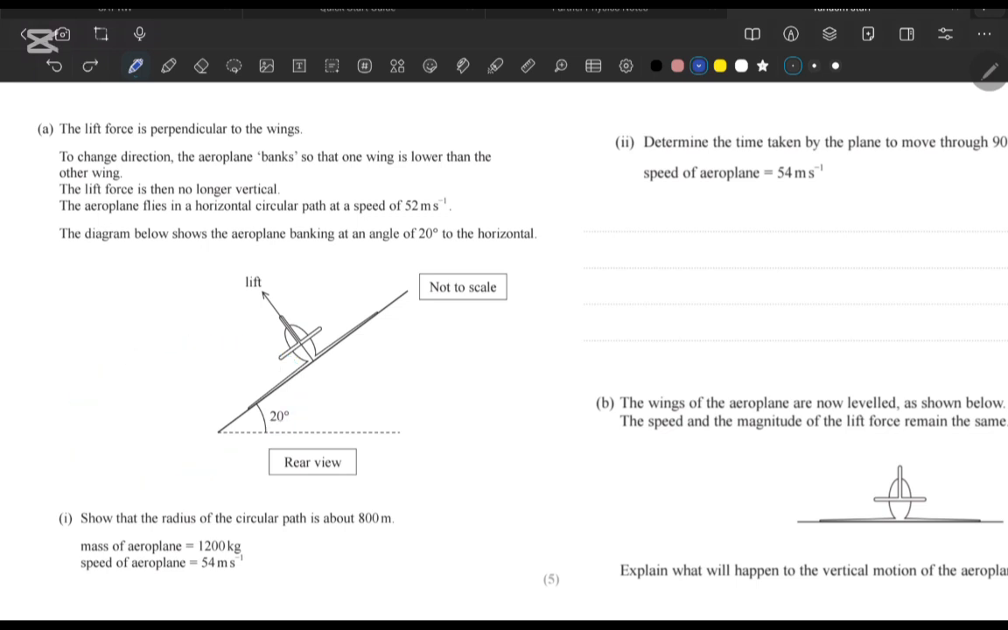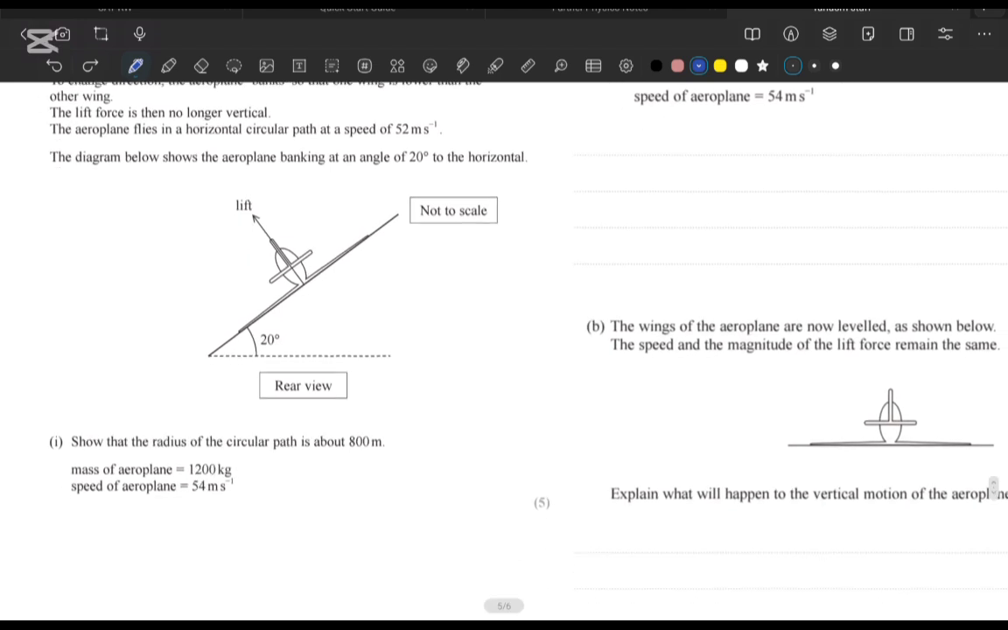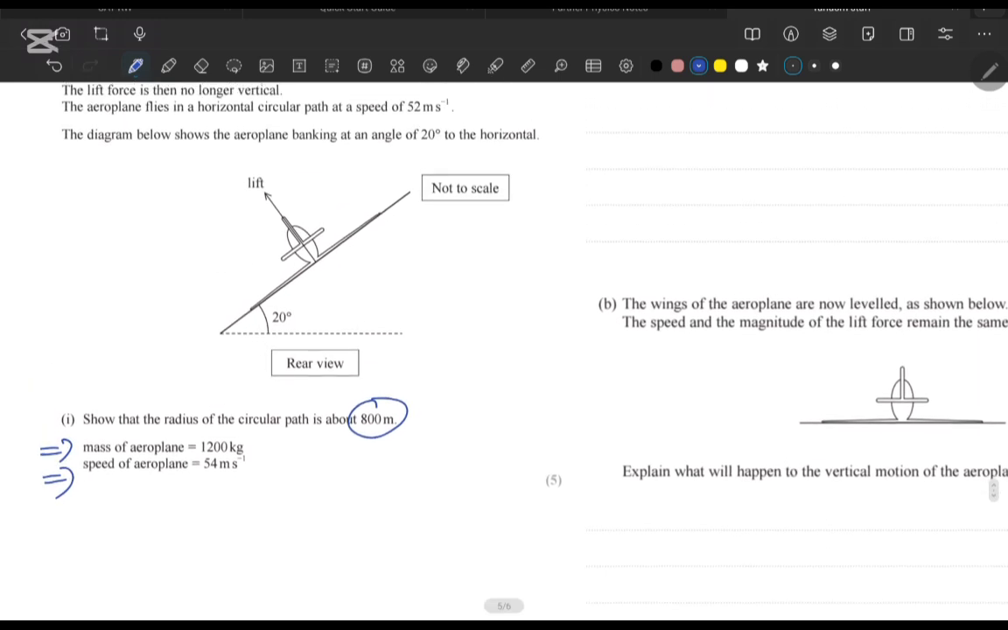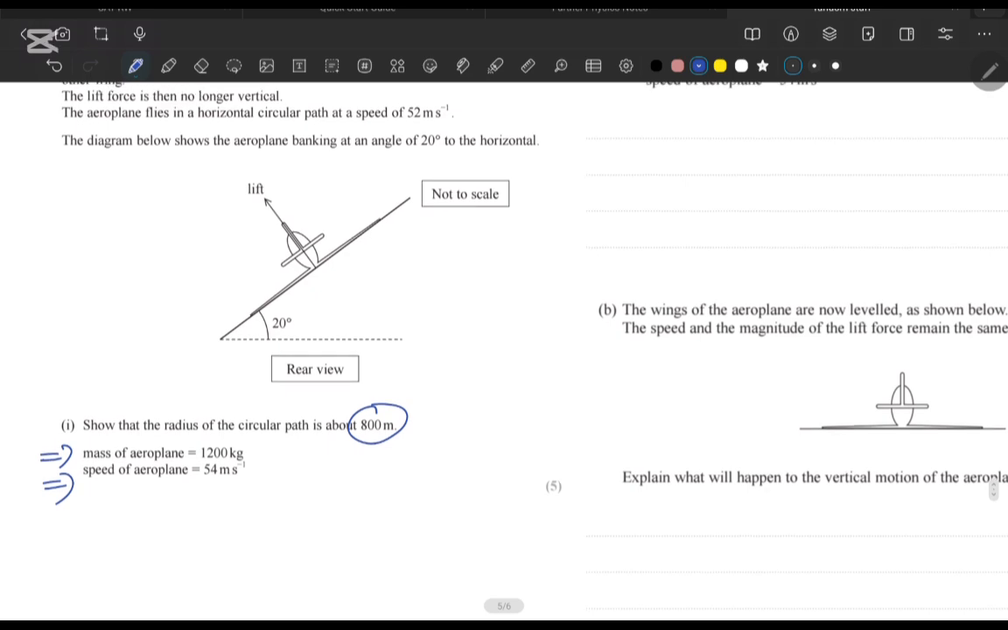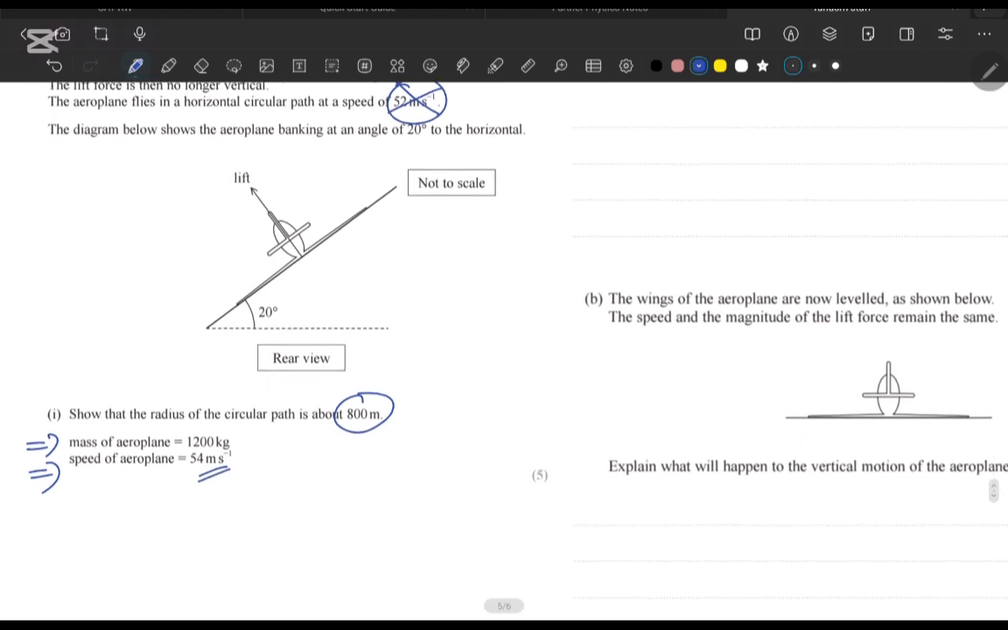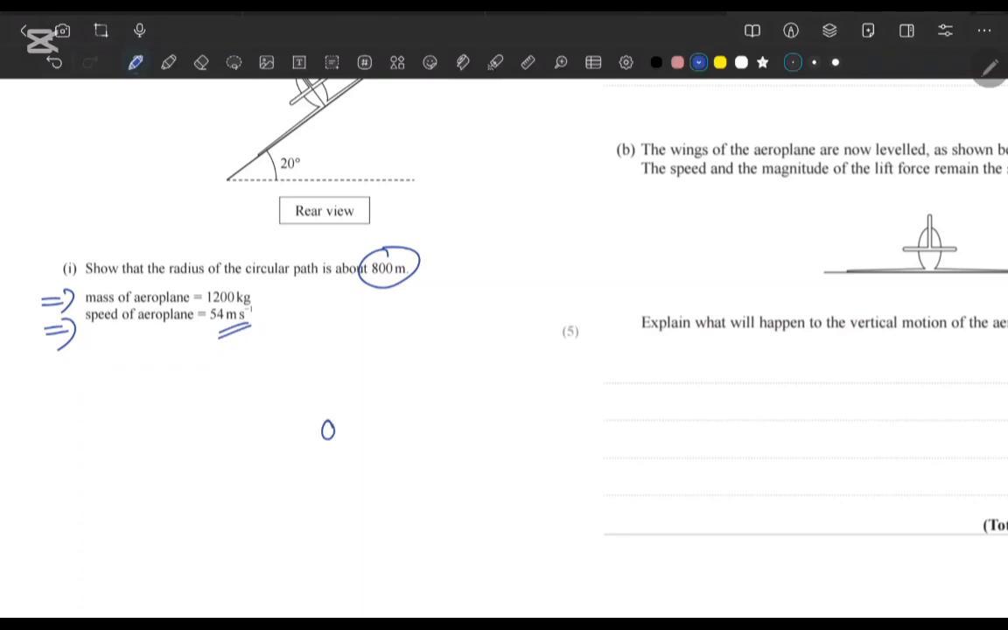They've given us the horizontal circular path, the speed of 52 meters per second, and the angle as 20 degrees to the horizontal. They've asked us to calculate that the radius of the circular path is 800 meters. They've given us the mass and the speed again of the aeroplane. The other one is going to be different. So this 52, they don't want us to take into account, so just keep this in mind. First thing I'm going to do is draw a free body diagram here.